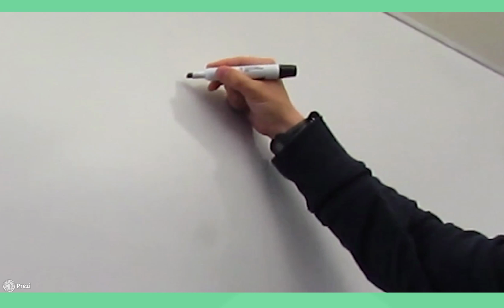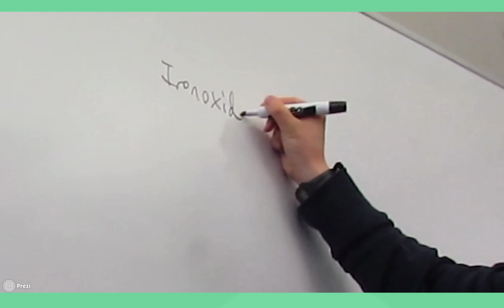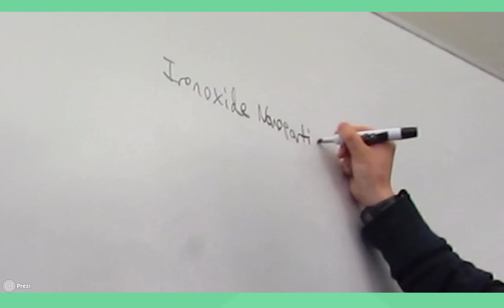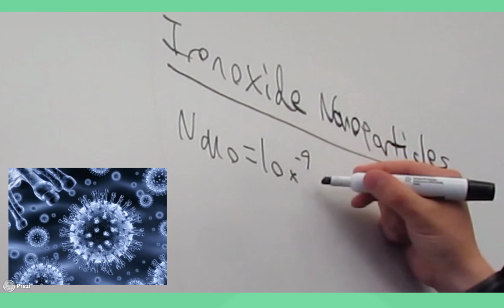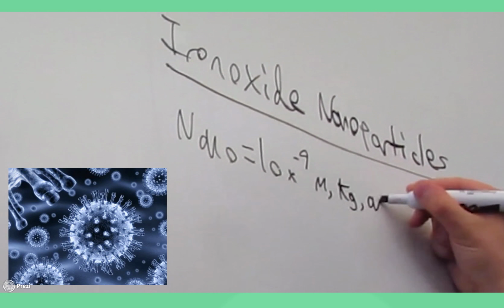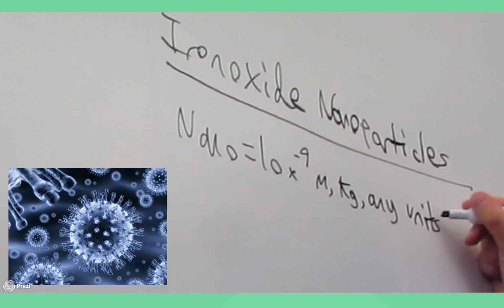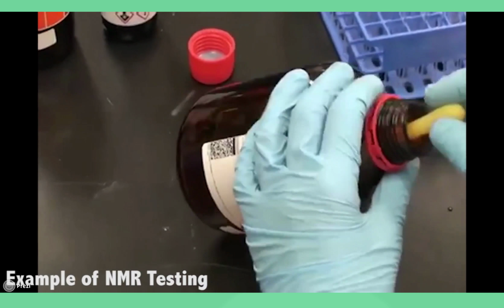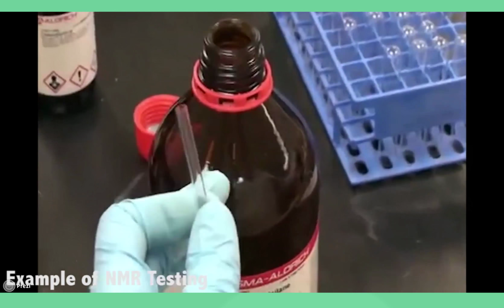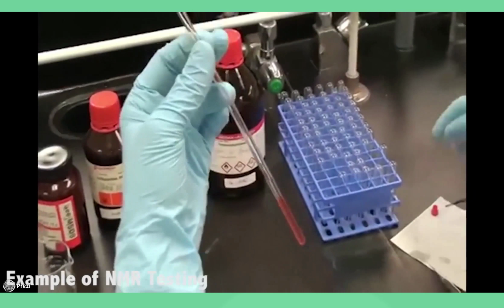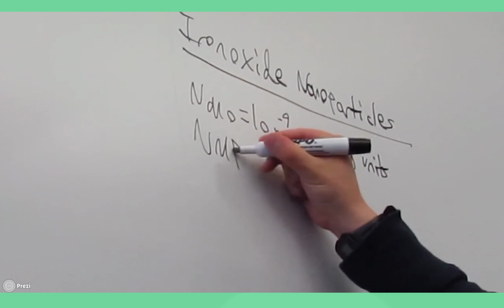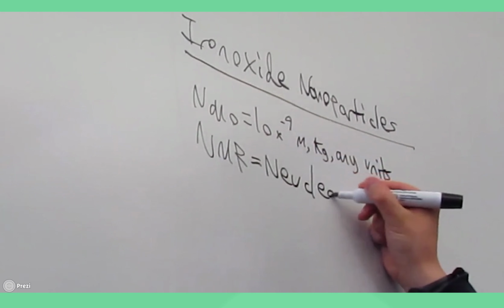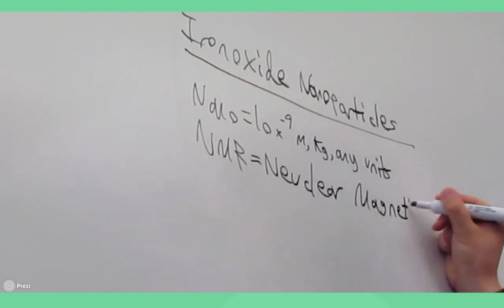Today we're going to talk about iron oxide nanoparticles. So what are iron oxide nanoparticles? Well, first of all, nanoparticles are any particle or object that's between 1 and 100 nanometers in size. What we did in this experiment is we made nanoparticles, which have magnetic properties, and we put them through an NMR test. NMR stands for nuclear magnetic resonance.